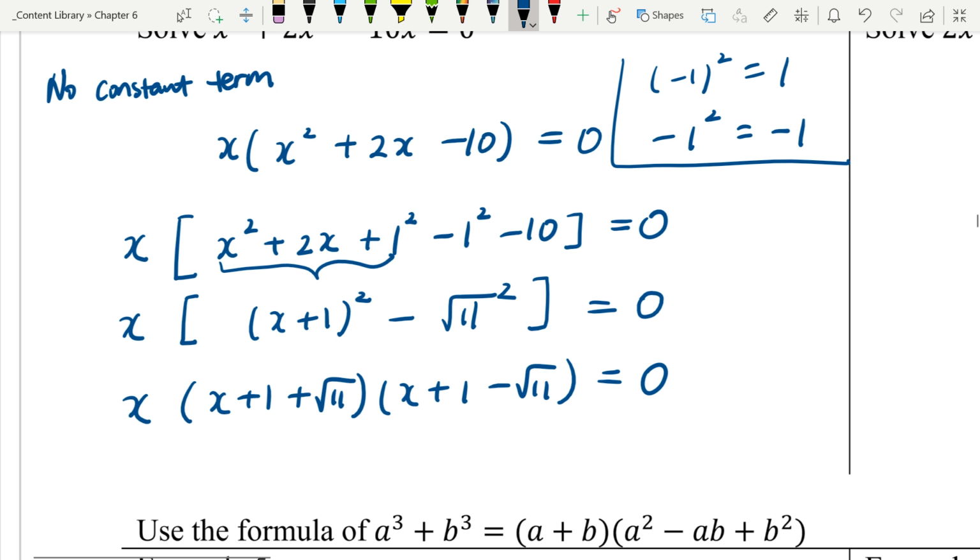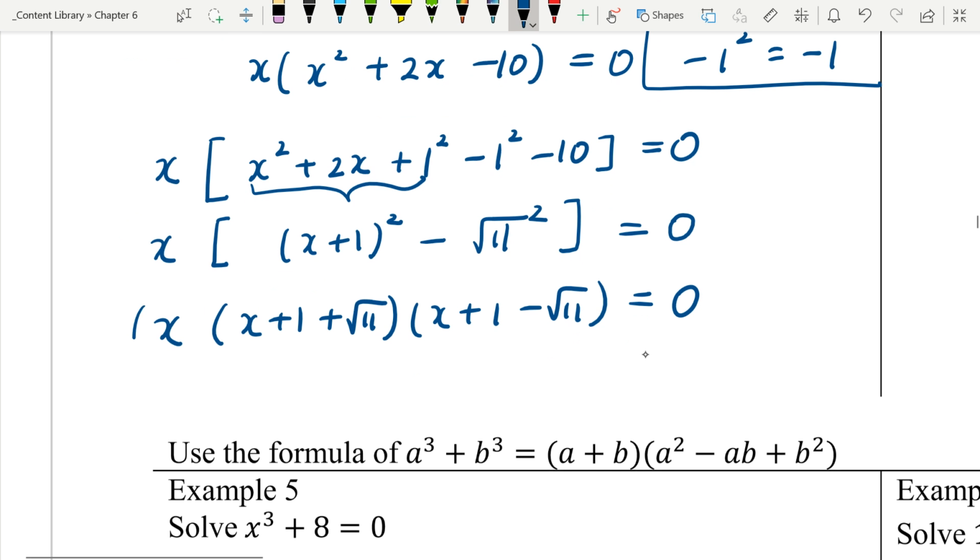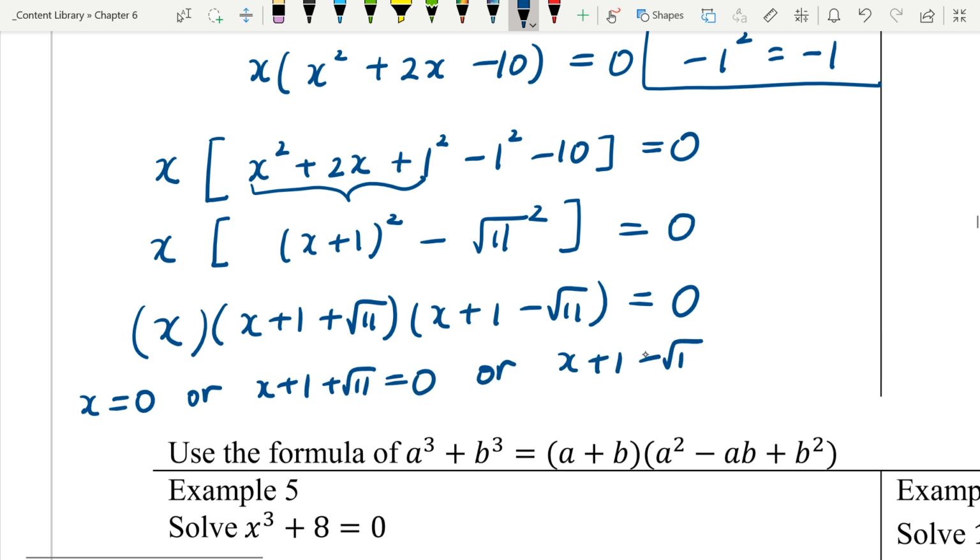Okay. Now we're solving that. Can you see that's 3 linear factors? x plus 1 plus root 11, x plus 1 minus root 11. That's 3 different factors, and don't forget that x is 1 factor as well. So that's like 1 bracket as well. So we have x equals 0, or x plus 1 plus root 11 equals 0, or x plus 1 minus root 11 equals 0. So we have one solution here already, that's x equals 0. And this one we will have minus 1 minus root 11, that's one more solution.